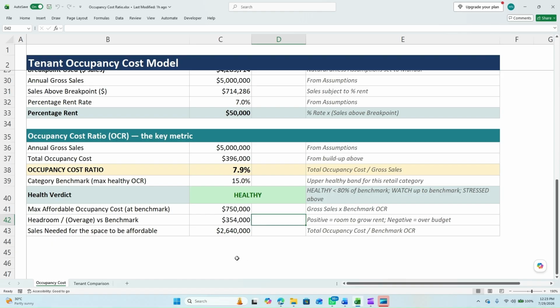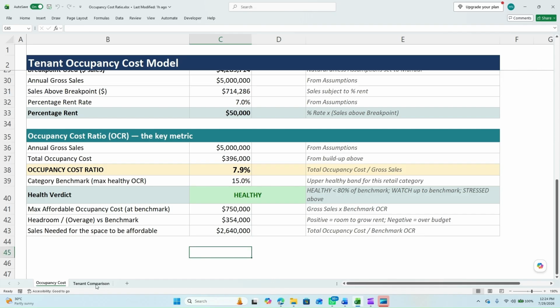So on the reverse side, from the tenant side, it is very important to understand how much sale would they need to ensure that they have a healthy occupancy cost ratio for the location. Their current occupancy cost is $396,000. If we divide that by the benchmark rate, which is 15%, you get 2.6 million. So if they make 2.6 million from this location, this lease is still viable for them. They would be at a 15% benchmark.